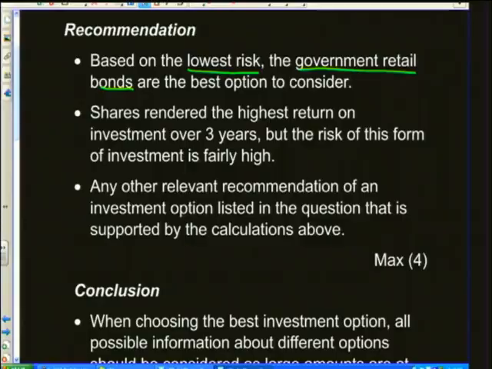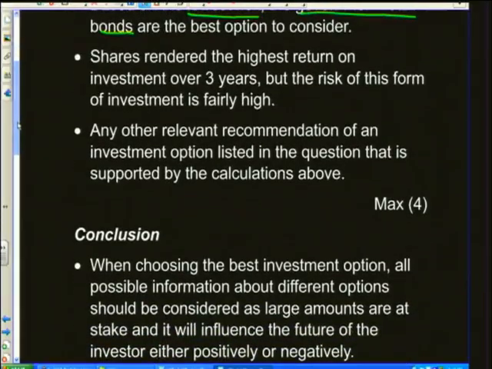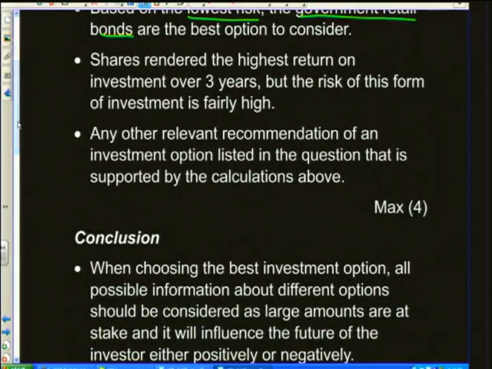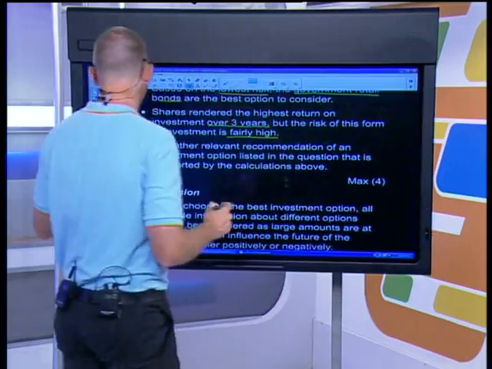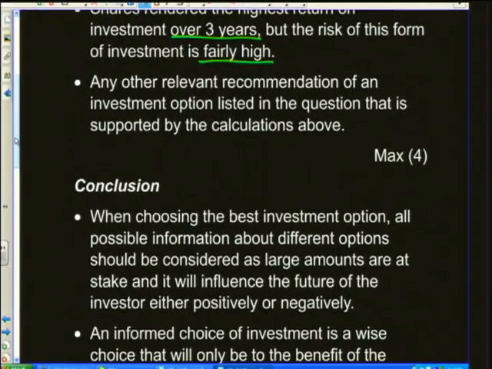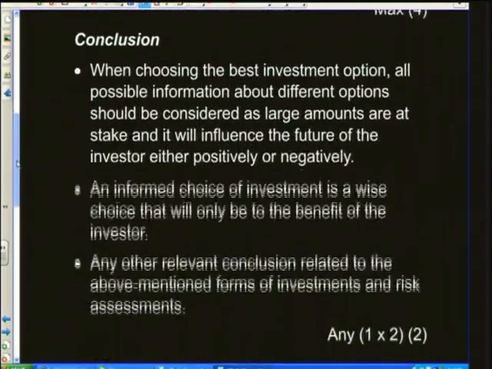Then we have shares, which rendered the highest return on investment over 3 years, but the risk of this form of investment is fairly high. However, as you could see, we made a lot of money there, so we could earn a lot of money there. And then any other relevant recommendation from the options listed in the question that is supported by the calculations above. So if you can support something, then you can get it there.